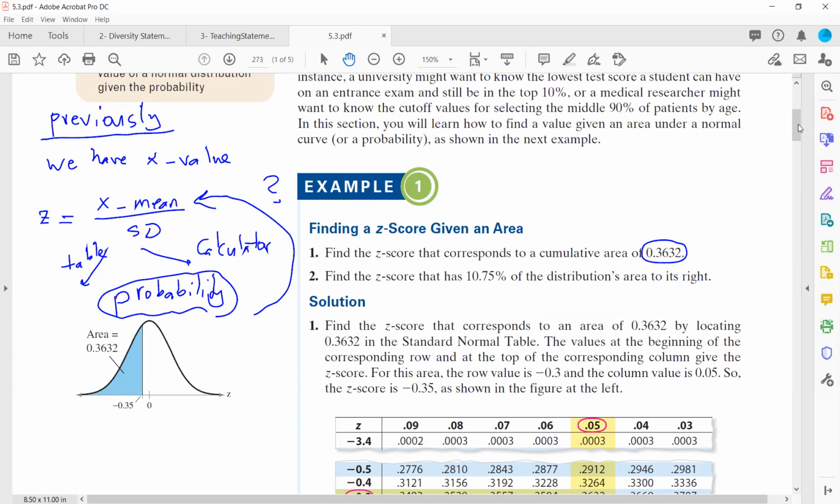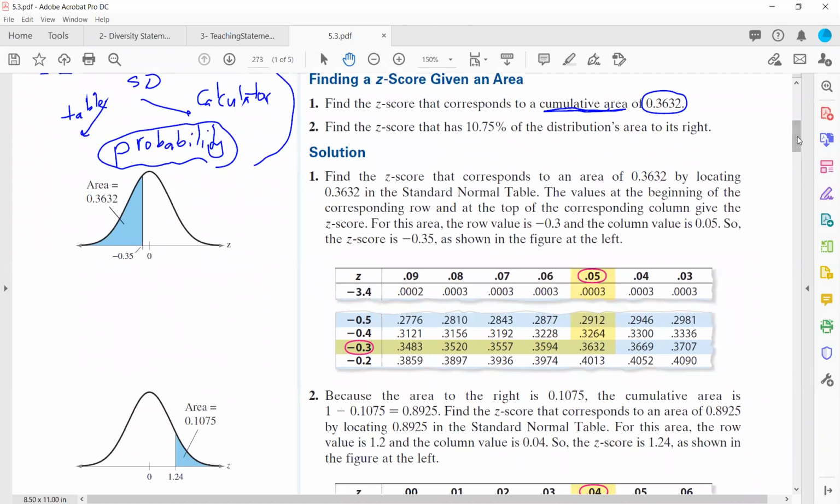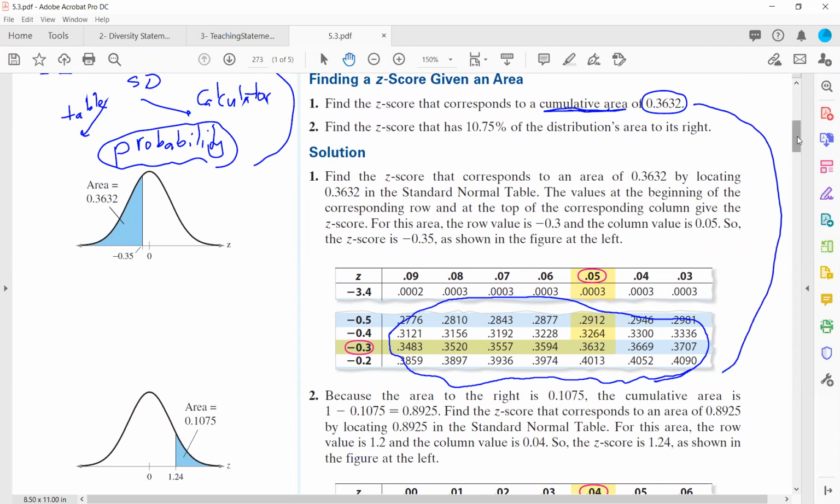Very well. We know we have a table. If we look at our table and find the area or probability in between these numbers, which are 0 to 1, we find the closest number to 0.3632. Closest number 3632. We're lucky. We have this number in the middle of the table.